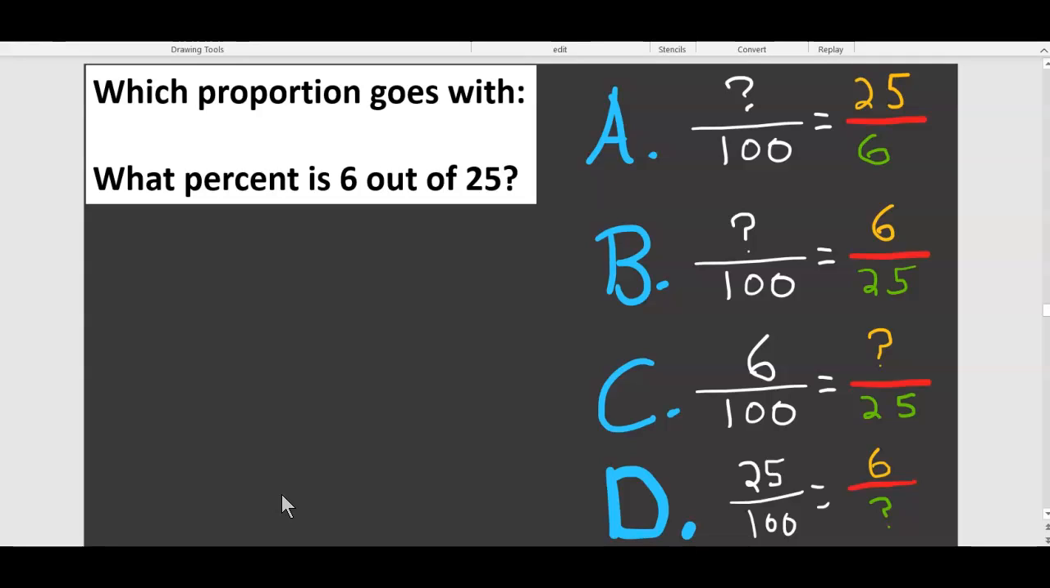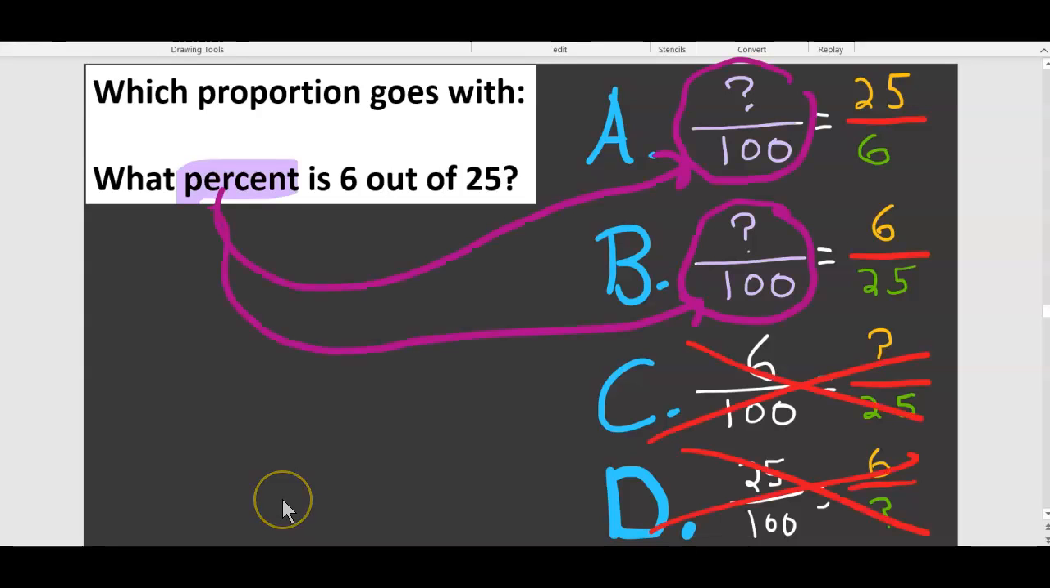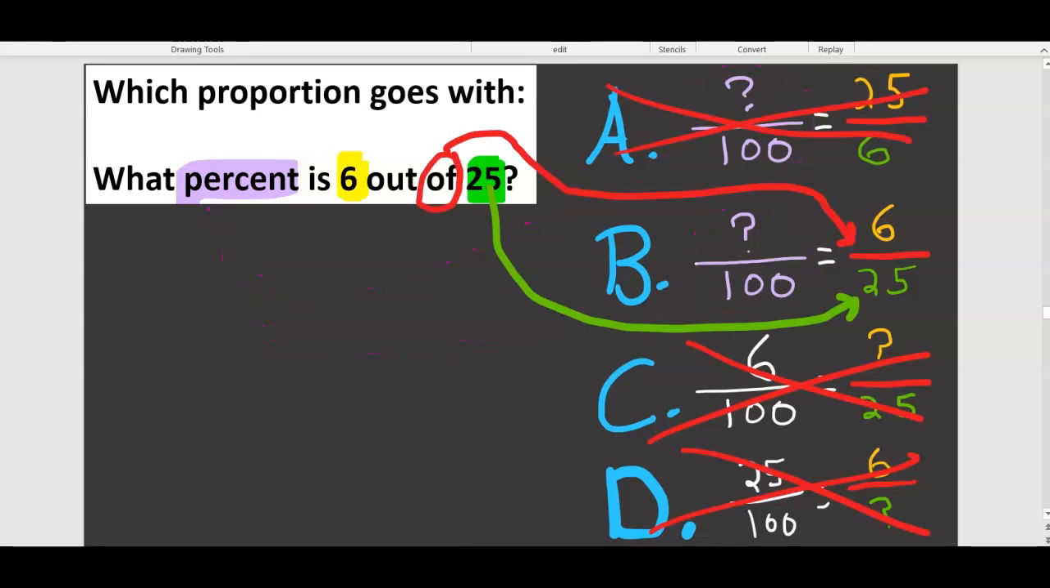Try this one. What percent is 6 out of 25? A little bit trickier. Pause. Okay, it can't be these two because we're looking for a percent. So it's got to be A or B, right? They give you the percent. 6%, 20, 25%, doesn't match. There we go. Good job.